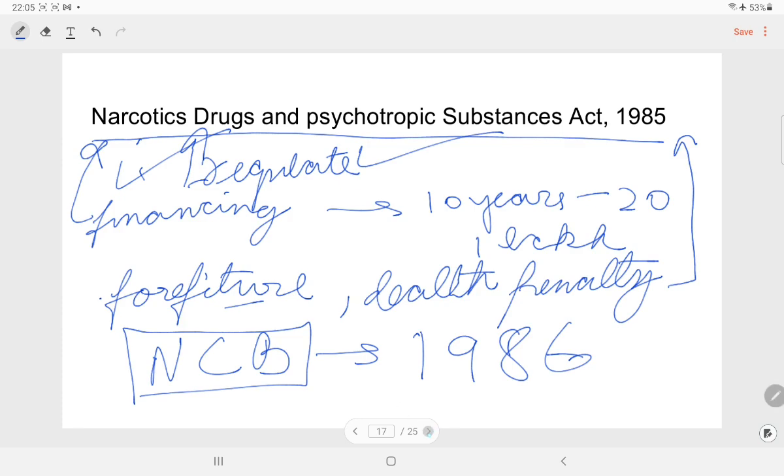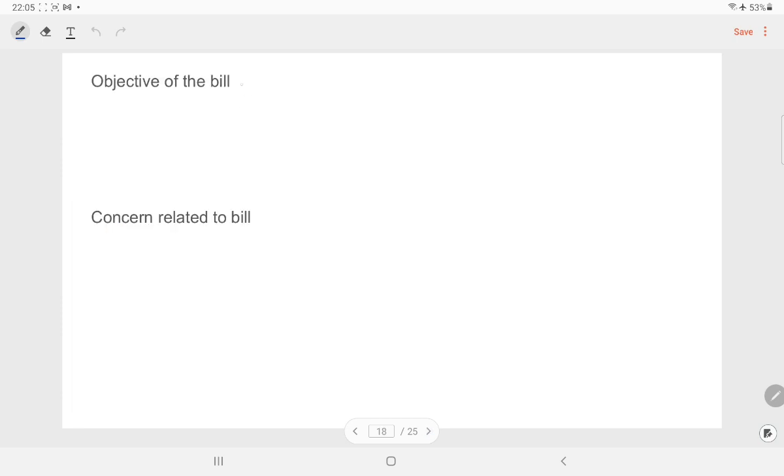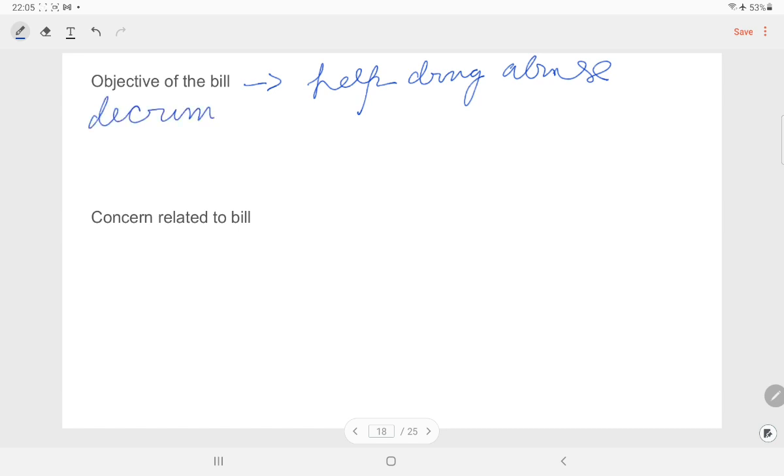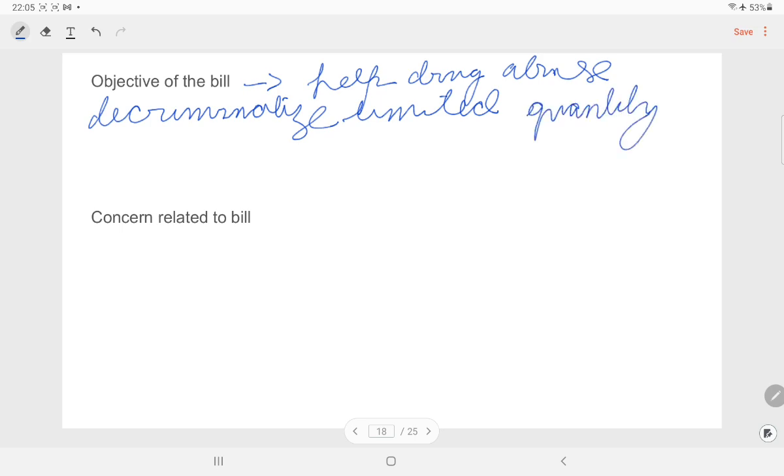And what is the objective of this bill? The objective is basically to help victims of drug abuse, and also to decriminalize possession of a limited quantity of drugs for personal use while regulating large operations. So it decriminalizes limited quantity, and at the same time it penalizes heavily those in the drug mafia.